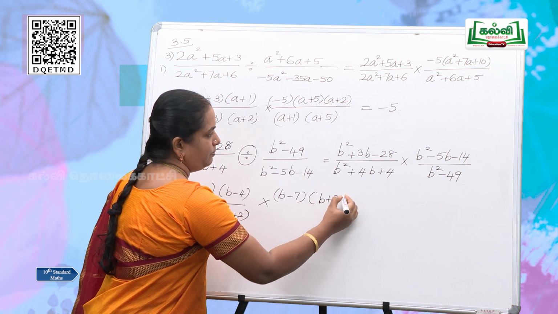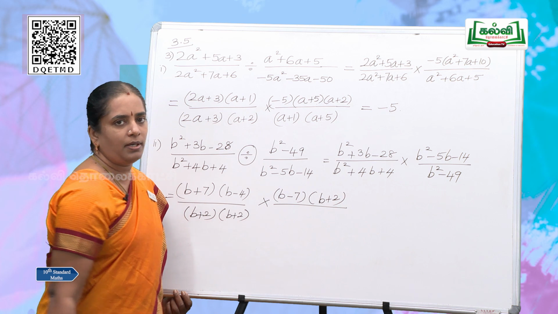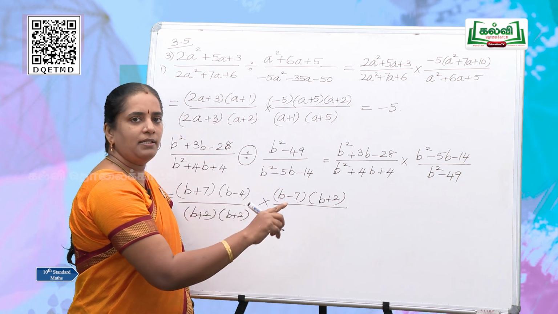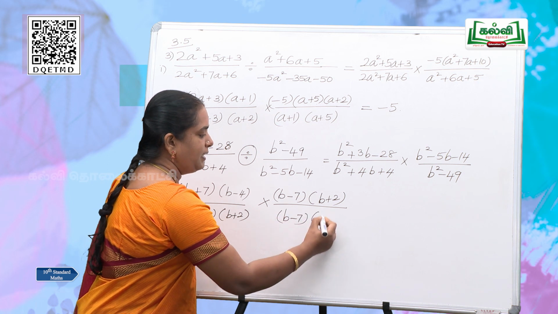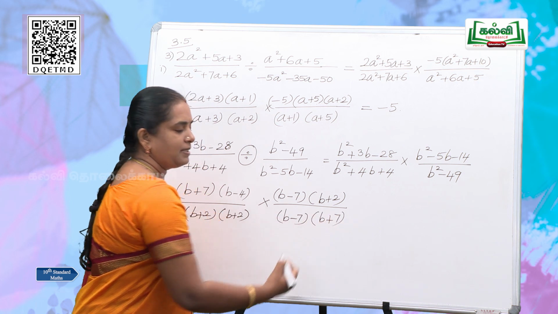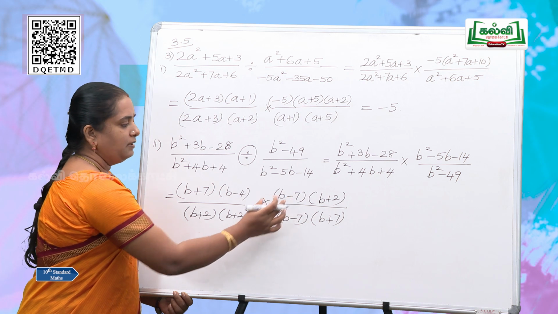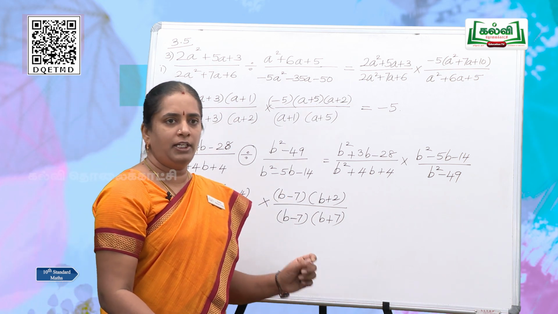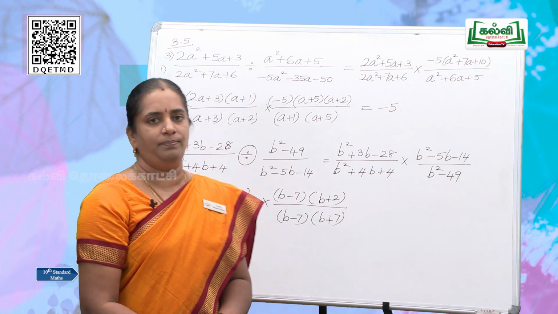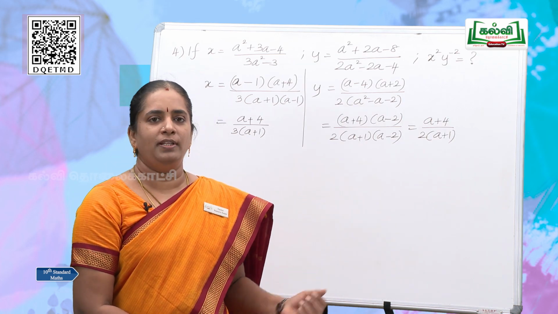So, b plus 2 divided by, this is in the form a square minus b square, 49 is to be taken as 7 square, and we can write it as b minus 7 into b plus 7. So, on cancelling the common factors, you are going to reduce the fraction into the lowest form. Can you do it? Okay, now we are going to move into the next sum.